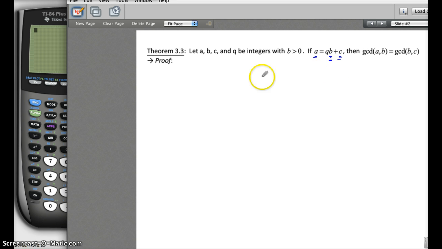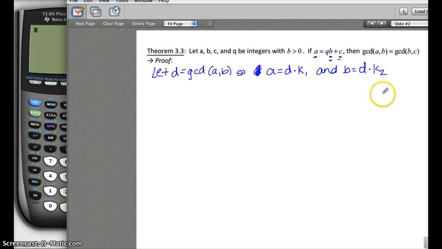So a proof. Why is it that this works? Let's use some other letters. Let D be the greatest common divisor of A and B. Another way of thinking about this, if D is the greatest common divisor of A and B, it means that D divides both of them. So we could write our value of A as D times some constant, we'll call it K1, where K1 is an integer. And also B is equal to that GCD D times some constant. We'll call that one K2. So possibly different constants, possibly the same.